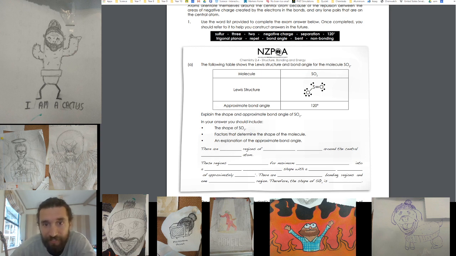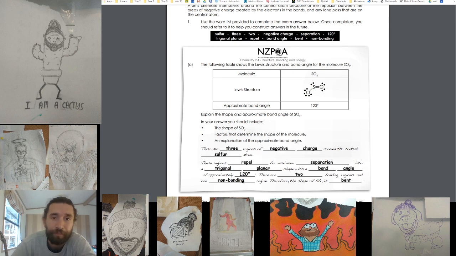So the question says, explain the shape and approximate bond angle of SO2. So this is how we answer it. I'm going to just give you the answers. You don't have to do this one in your book. So first, there are 3 regions of negative charge around the central sulfur atom. This is the first thing you've got to write.